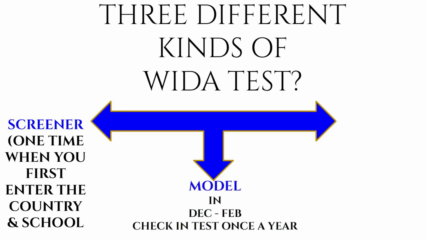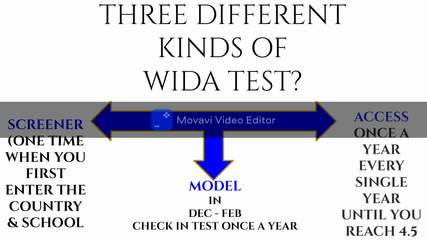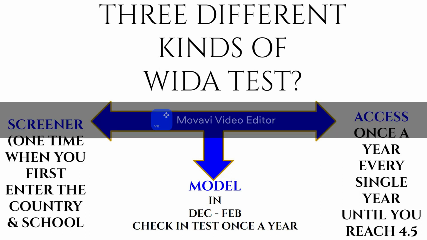The second test is the WIDA model. It started 4 years ago, and it became available both online and on paper, depending on what the school district decides. The point of the test is to check in on the student, to check on their progress. The last test that's been around from the very beginning is the WIDA access test. This test happens once a year, and the goal is to reach the 4.5 score mark to exit the program.